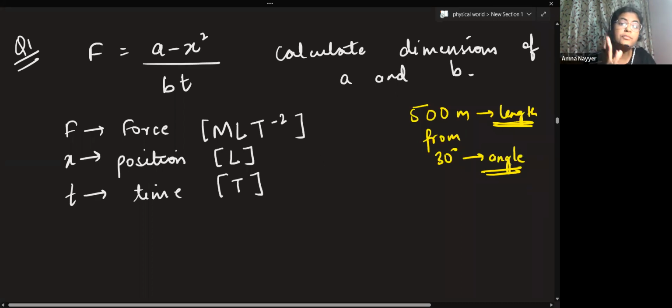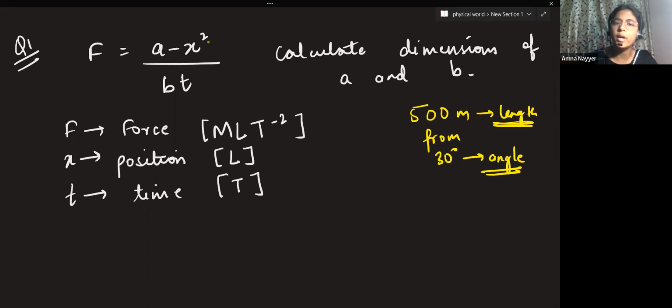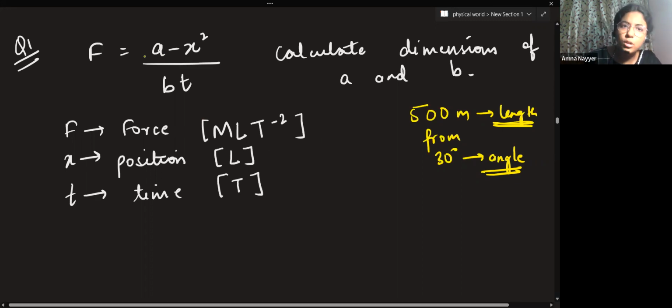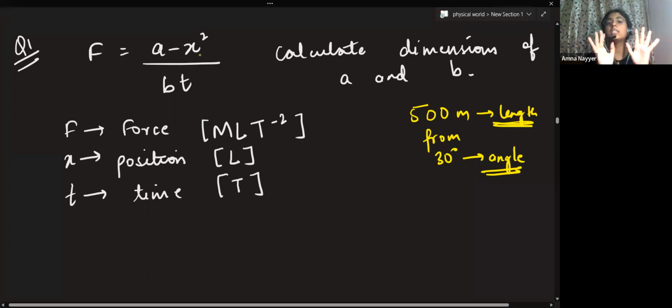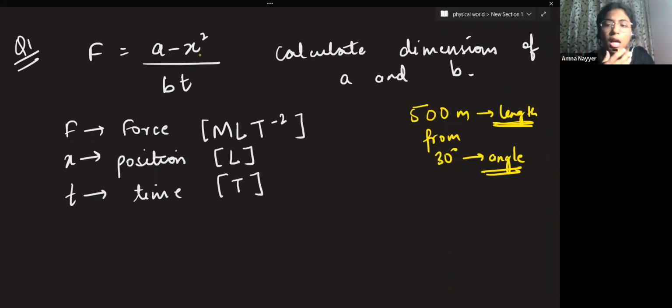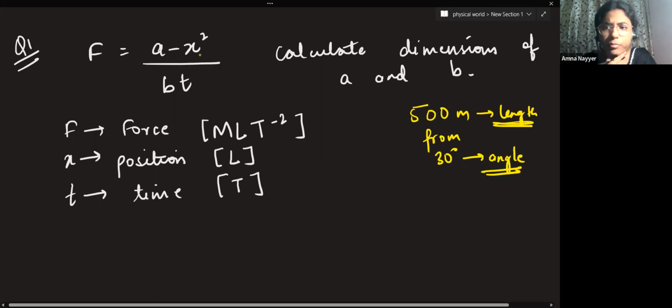It means if the question is giving you A minus x square, the dimension of A is equal to the dimension of x square only. If the dimension of A is equal to the dimension of x square, then only this formula is correct. If it's not correct, then it wouldn't have been given to you. Otherwise, for example, if I give you some other quantity, this was length.